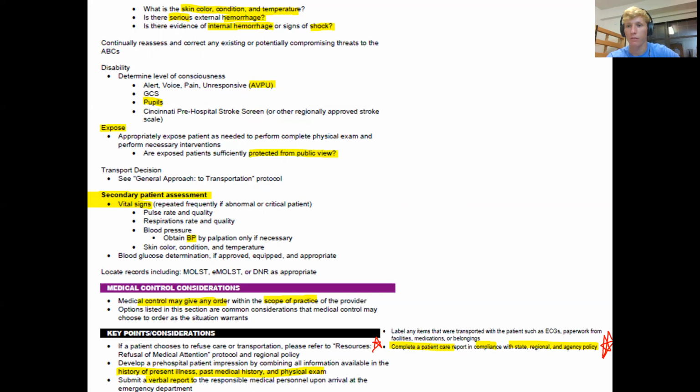Secondary assessment. We have vital signs, pulse rate and quality, respiration rate and quality, blood pressure, skin color, temperature, condition. And always ask medical control if you need assistance or to give any advice. So you're going to give a verbal report to the hospital, and you're always going to give a complete patient care report in compliance with state and agency policies.